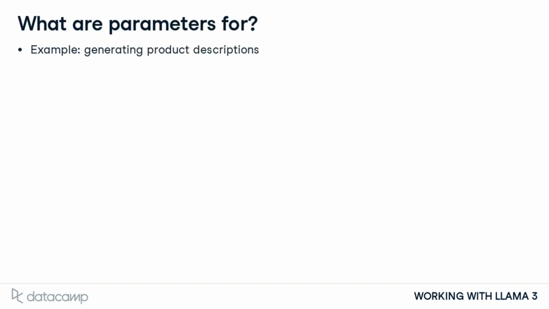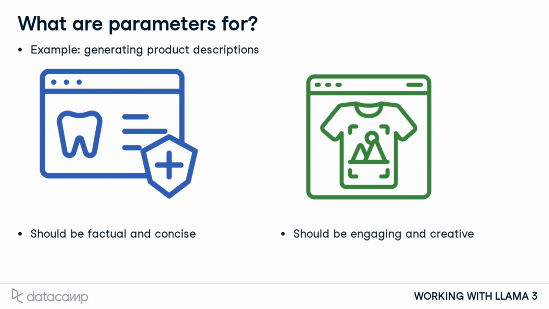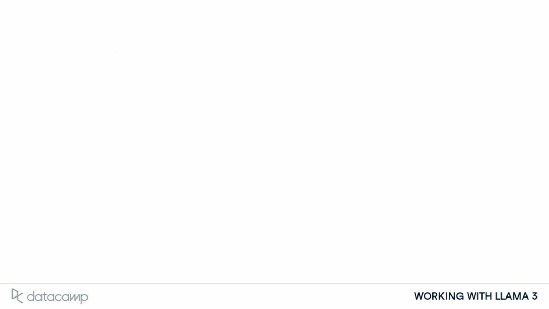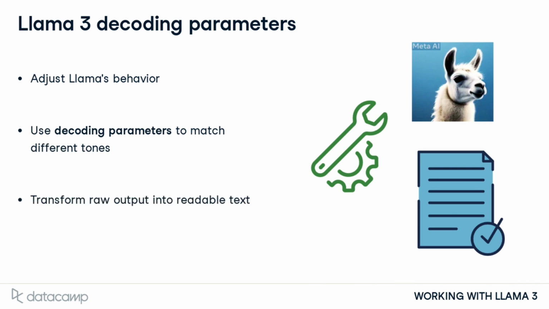Let's say we are generating product descriptions for different e-commerce sites. Some are targeted at professionals and need to be factual and concise, while others are more lifestyle-oriented and should sound engaging and creative. We can adjust Llama's behavior using decoding parameters to match different tones. These parameters decode or transform raw model output into readable text. By tweaking them, we can change the type of response we receive while maintaining its original content.